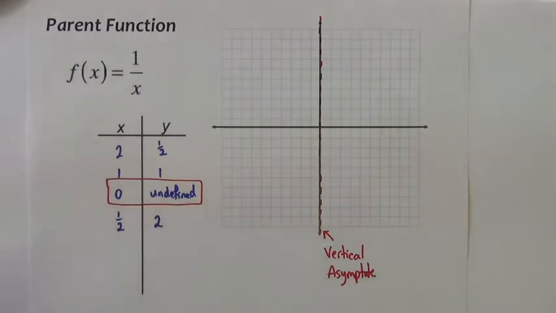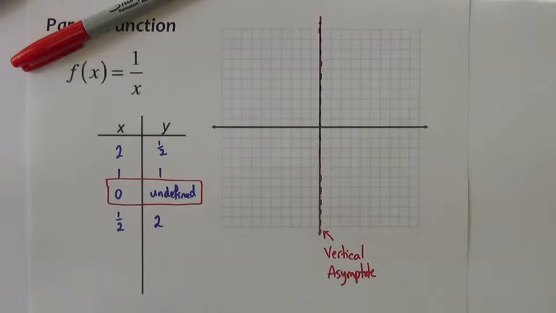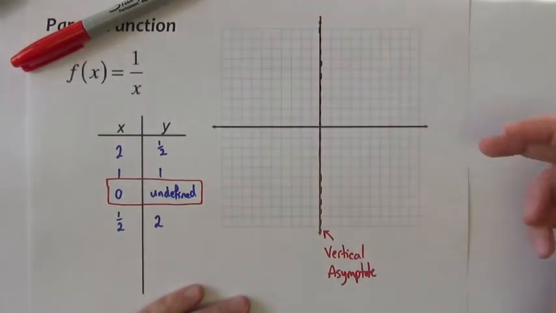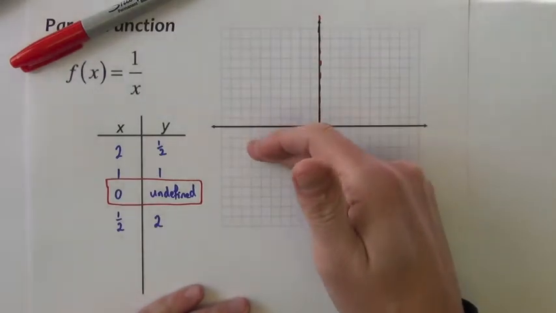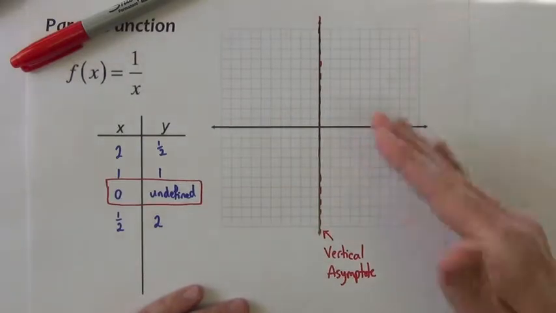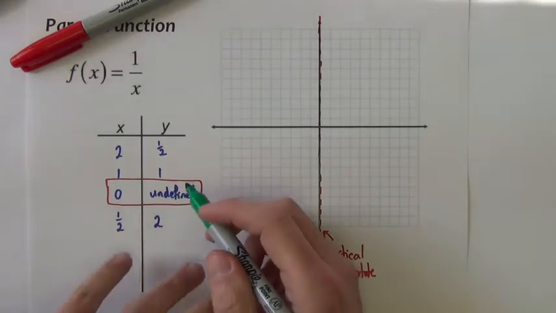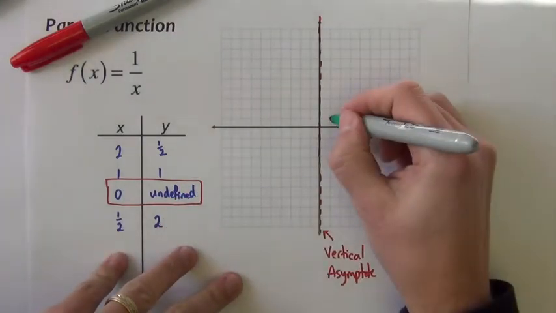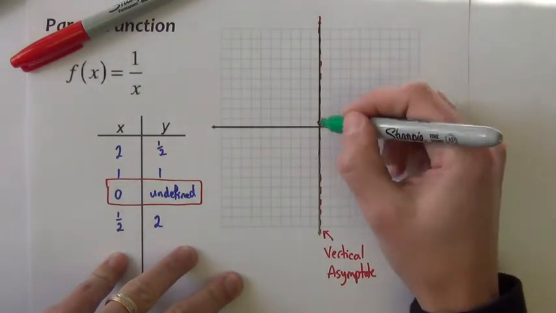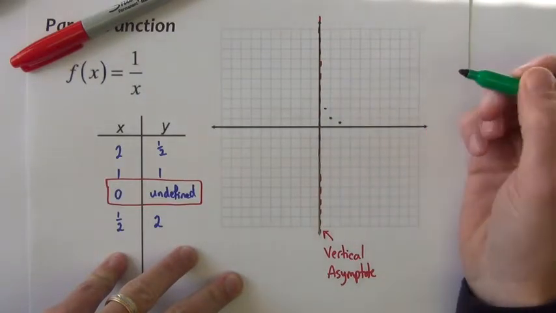You could think of it as acting like a wall in the function. It's an invisible barrier that your function cannot cross through, cannot draw through. That's a simple way to think of a vertical asymptote. And they always happen at these undefined spots. So let's plot some points. We've got the point 1, 1. We've got the point 2, 1/2. We've got the point 1/2, 2. You see a curve of points showing up there.